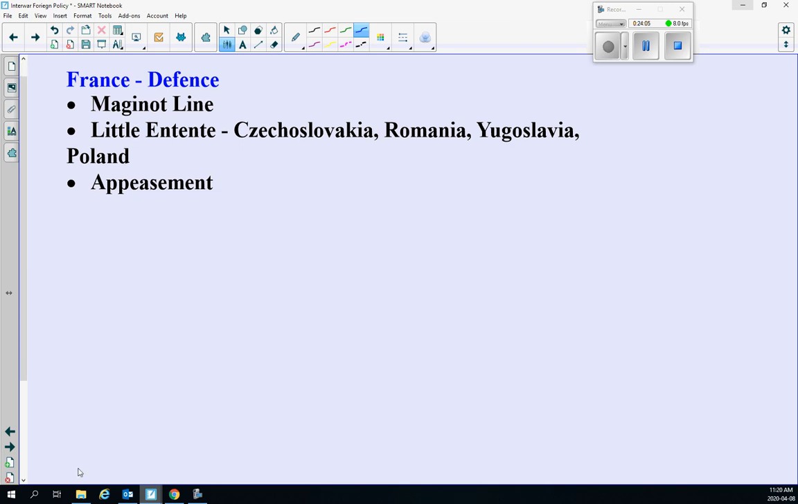And the Little Entente. The Little Entente was an alliance between Czechoslovakia, Romania, Yugoslavia, Poland, and of course France. It's called the Little Entente and not the Big or the Medium Entente because they were made up of minor countries in Europe at that time. They couldn't get the British involved or any of the big players. So the Little Entente. And the French also used the policy of appeasement to try and gain security for their nation state during this time.